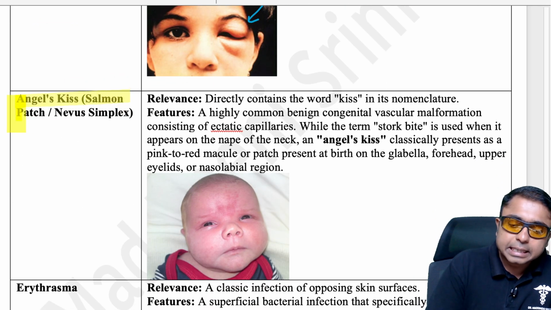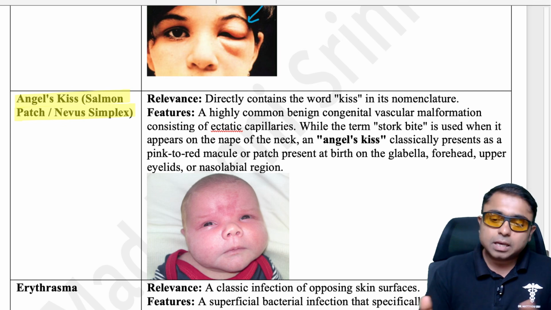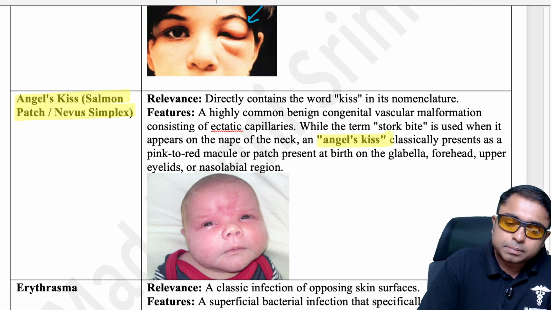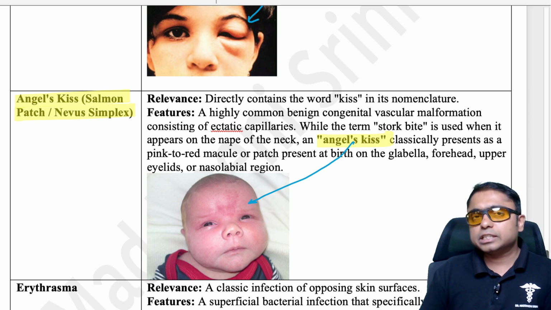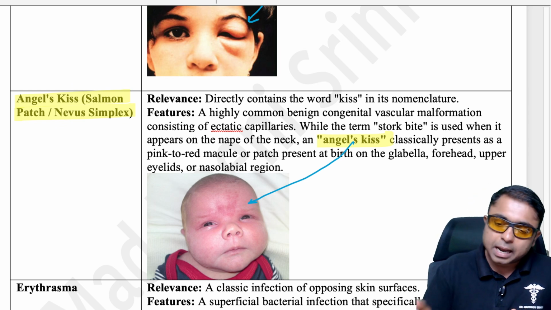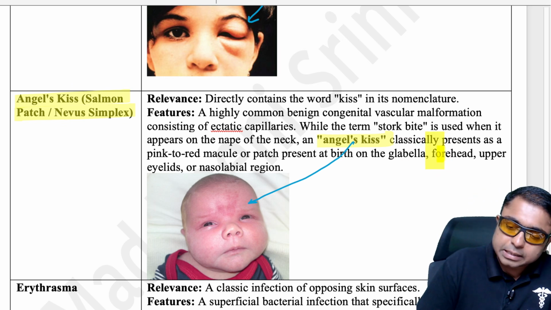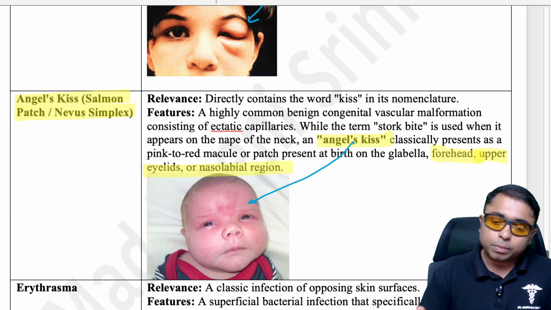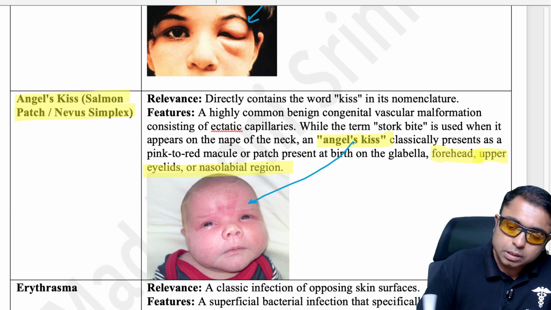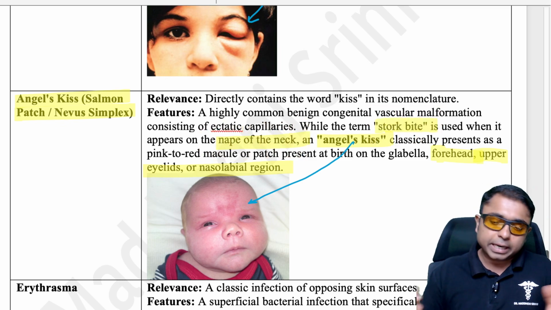Next is the angel's kiss, salmon patch or nevus simplex. So as you can see here, the term kiss is there, which presents as telangiectasia and erythema over the glabella. Not only that, we can also see forehead, upper eyelids, and nasolabial region involvement, right? So this is also called stork bite if it occurs over the nape of the neck.